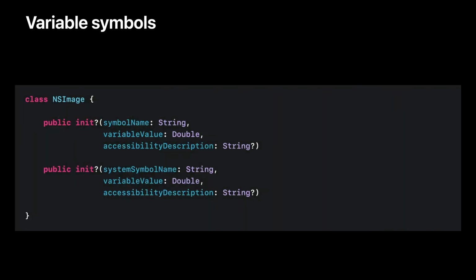Here's the API. Variable symbols are created using a new initializer. It's similar to the existing symbol image initializer, with the addition of a value parameter, which is a floating point number between 0 and 1. If the symbol image doesn't define any variable thresholds, this value is ignored, and the symbol draws as it normally would. If it does, you'll see the symbol paths drawing differently based on the value you supplied.